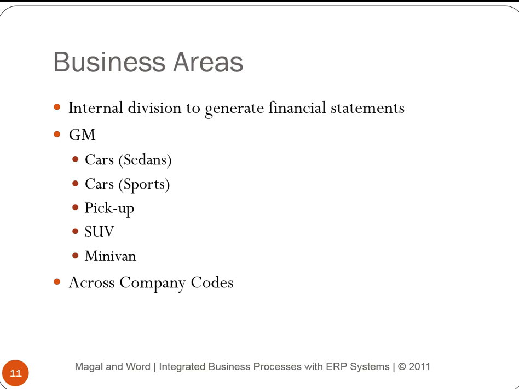Business area could be an internal division to generate the financial statement. For example, if you are General Motors, you can have a business area that considers all the financial records generated by the sales of sedans. Then you can have another business area that is generated by all the sports cars that GM sells, and so on and so forth.